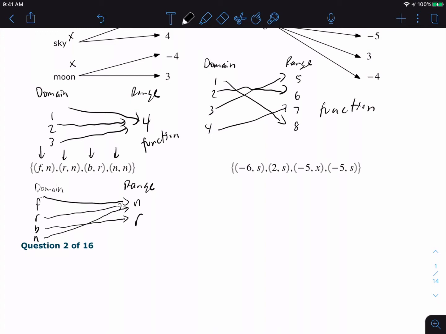Now, is this a function or not? What do you guys think? I would say yeah, because all the domains, they all have their own individual lines. Correct. Yes, that's all that matters. If the domain has one line coming off of it, that's perfectly fine. This is a function. Okay? Got it.